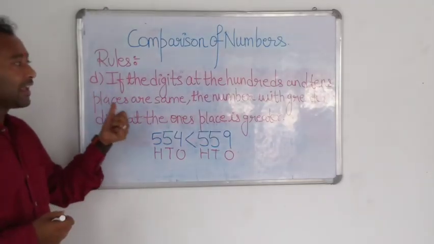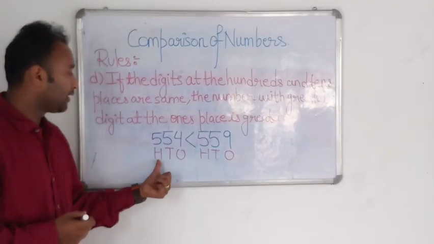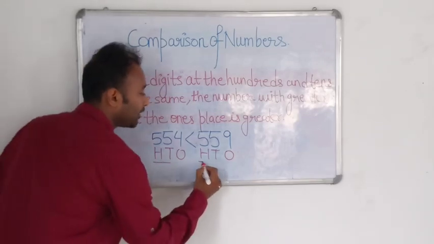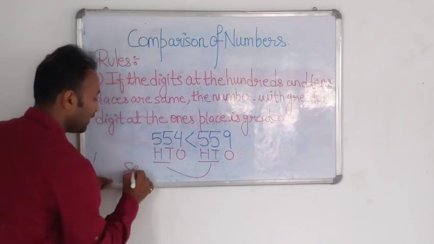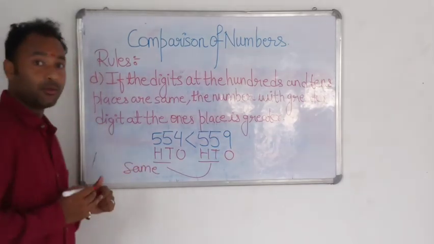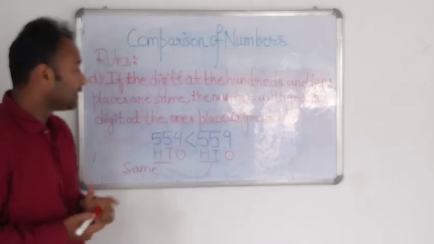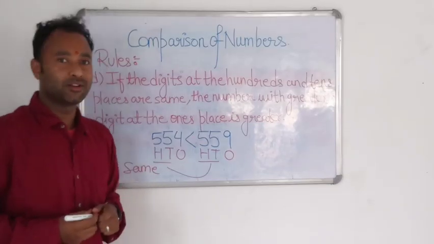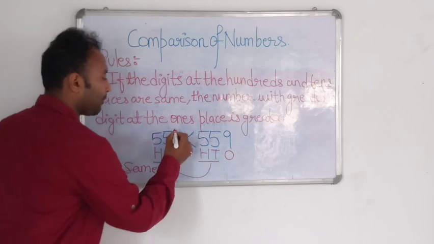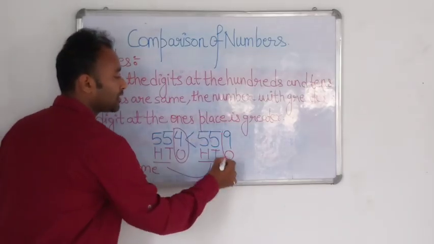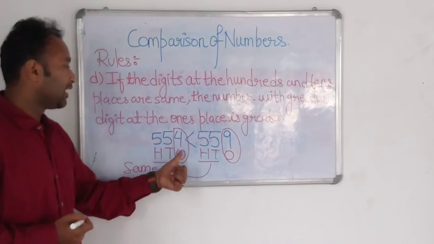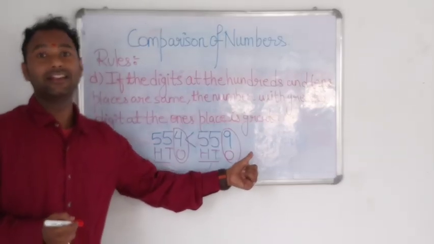So this rule says that whenever the hundreds and the tens positions are the same, you will compare the ones position. Now I will compare the ones position. Which number is greater, students? Yes, the number 9 is greater.